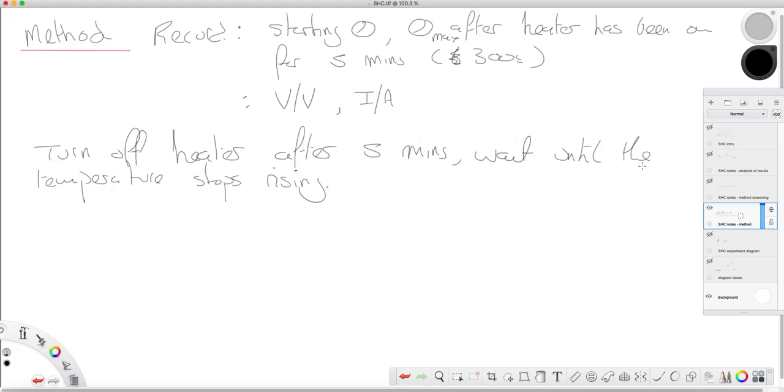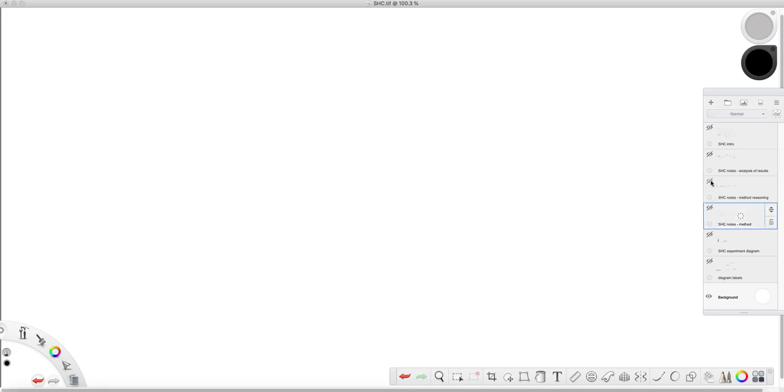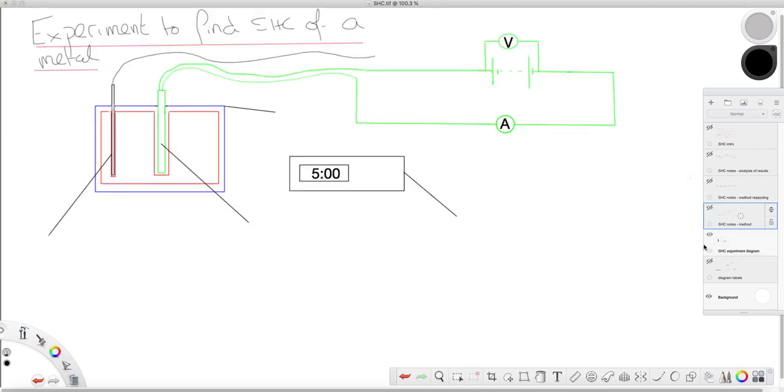Now, if I take you back to the diagram there, you can see that you're supplying the heat at this point and you're measuring the temperature at this point. So after 5 minutes and you've turned the heater off, some of the thermal energy you've supplied hasn't got as far as the temperature probe yet. So you have to wait until the temperature measurement stops rising, and then you know the maximum temperature rise.